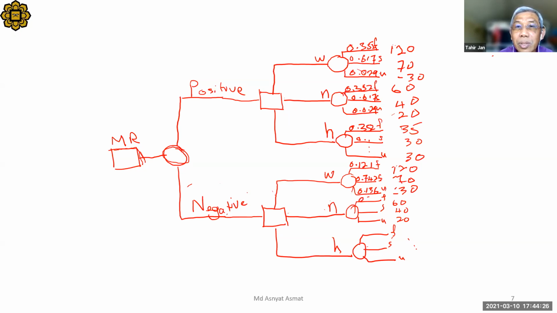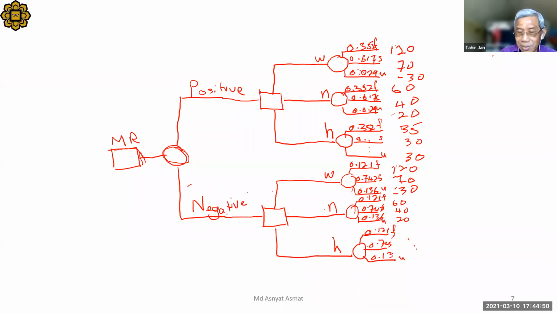Here, 0.121, 0.742, 0.136, 0.121, 0.7. Okay, sorry, not so clear. 0.13 something.